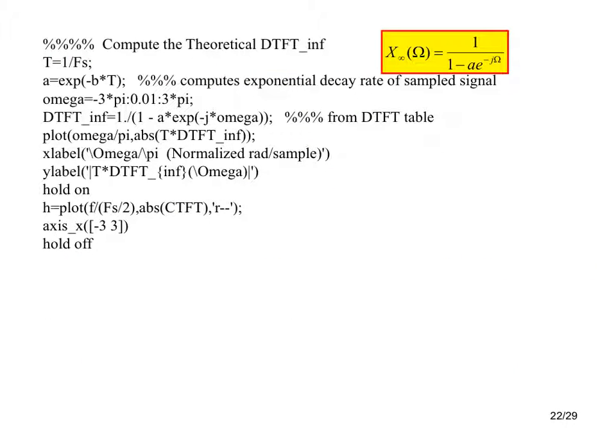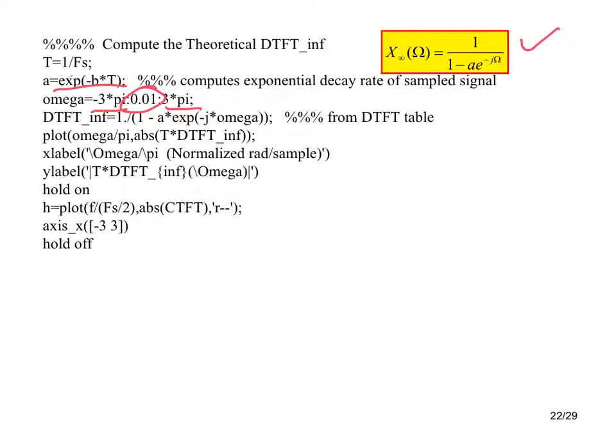So here is the code to compute and plot this result that came from our DTFT table. So just for convenience, we define capital T as 1 over Fs. So that's just for the purpose of properly computing our A. So here's our A computed to be e to the minus b times t, so that's why we calculated the t. And now we're going to go from minus 3 pi up to 3 pi, and I picked a spacing of 0.01. I just arbitrarily picked that, and it turned out to be an appropriately fine grid.